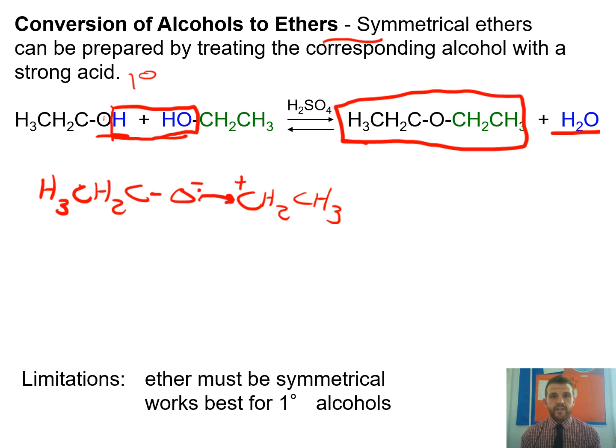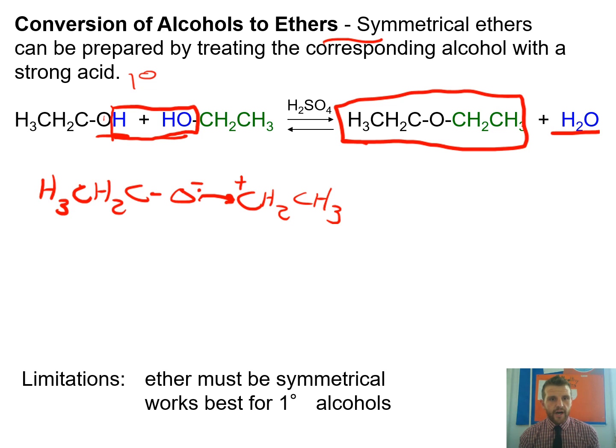Okay, so this is the ethers. This is creating ethers. This is kind of fun to know information. The reason why I'm bringing it up is because you need to have two primary alcohols, so alcohols that are on the terminal carbons, because what ends up happening is, because water is such a stable molecule, you have an alcohol group that leaves and a hydrogen from the other alcohol group. They get together and they form water.